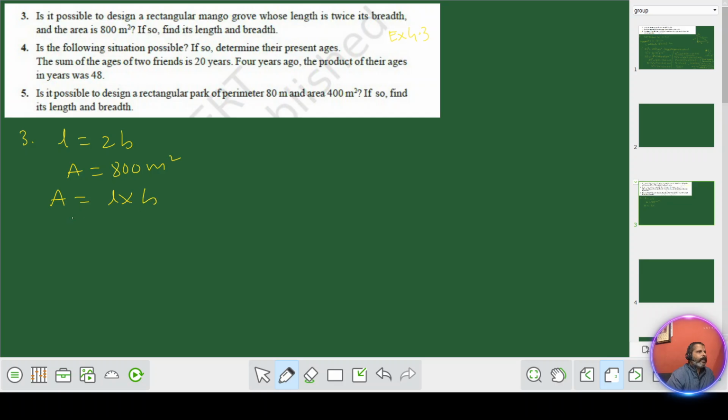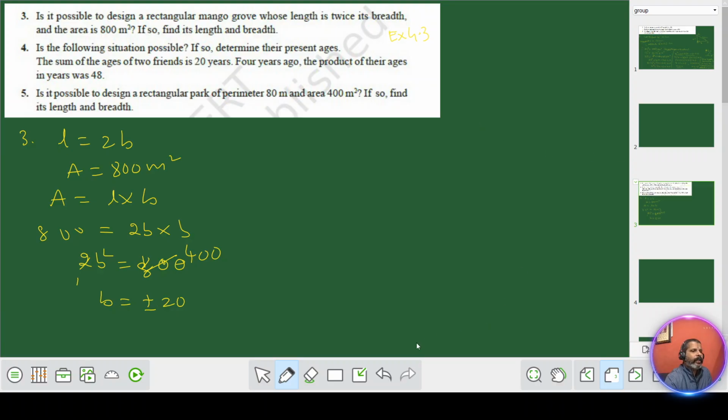Length into breadth, right? Area is 800 is equal to, what is length? It is 2b into b. So 2b into b is 2b square is equal to 800. 800 divided by 2 is 400. b square is 400, which means b is plus or minus 20, right? b is plus or minus 20.